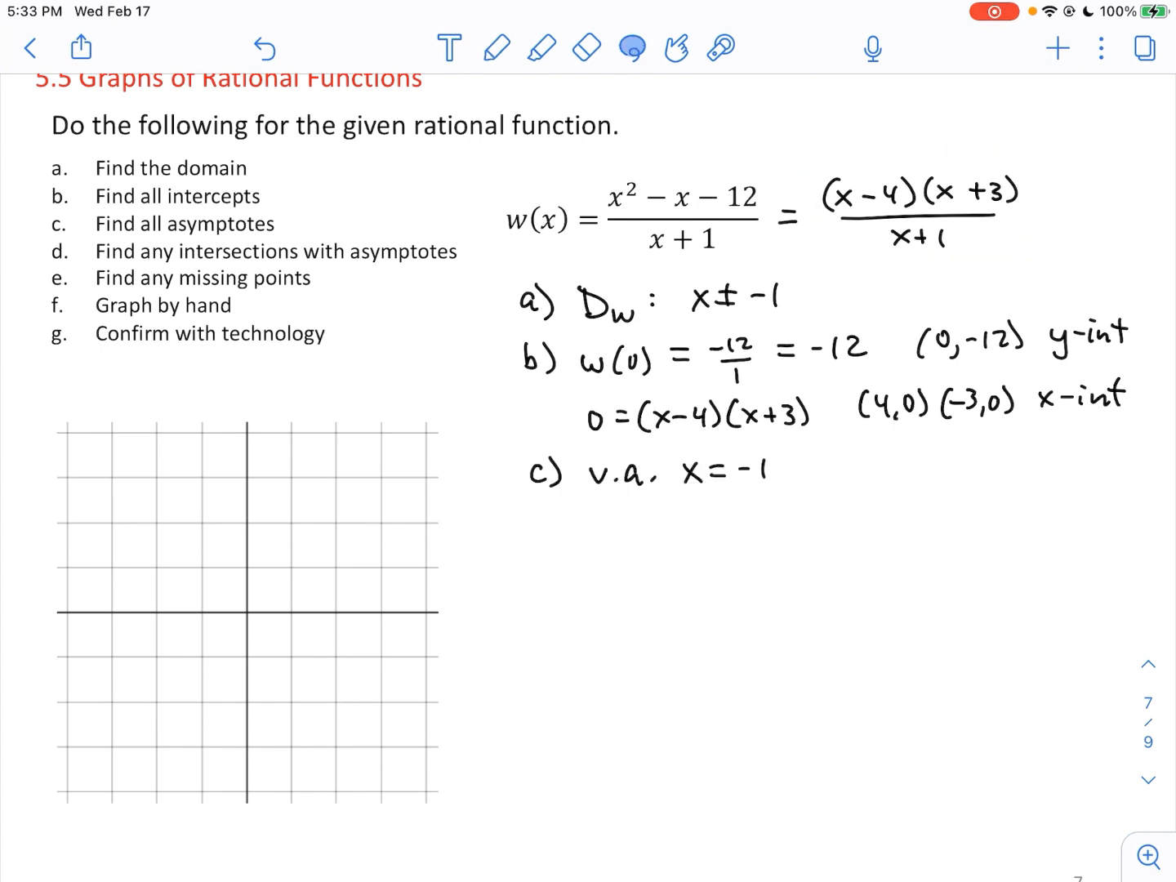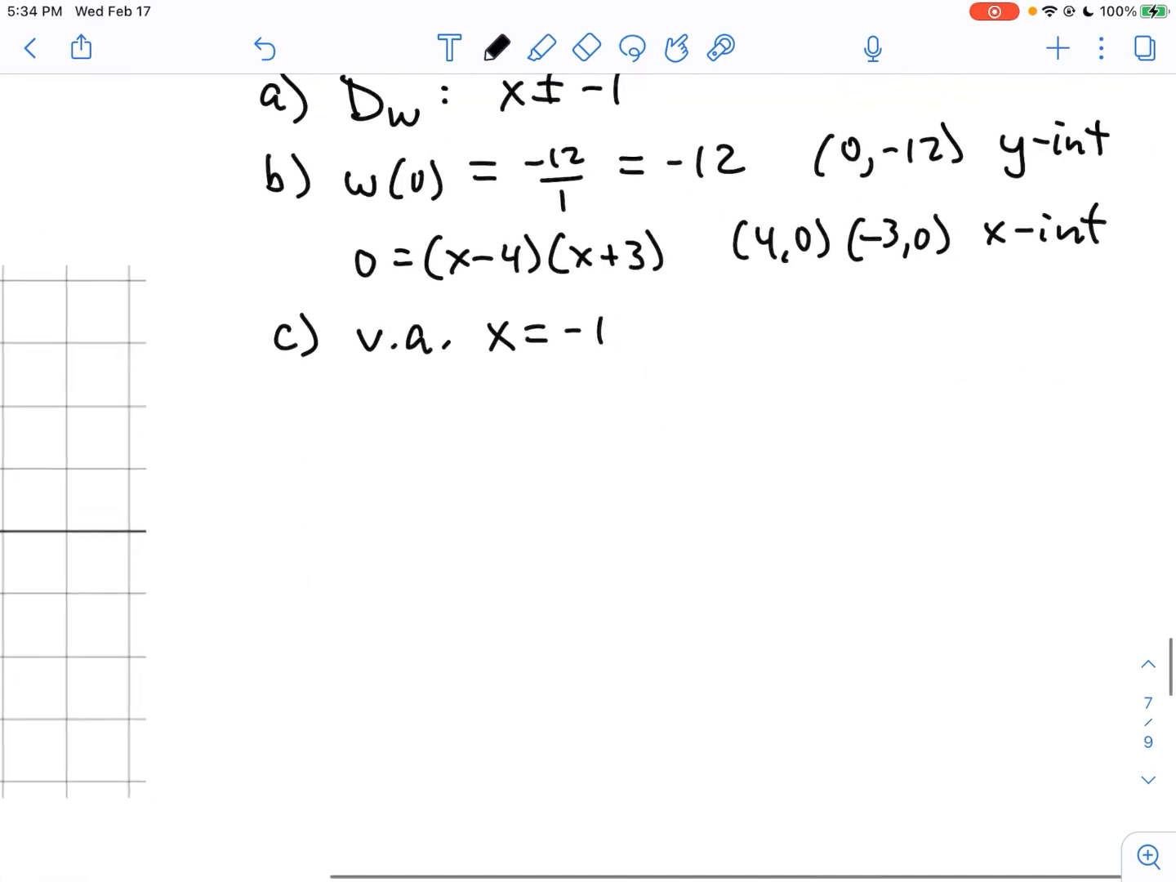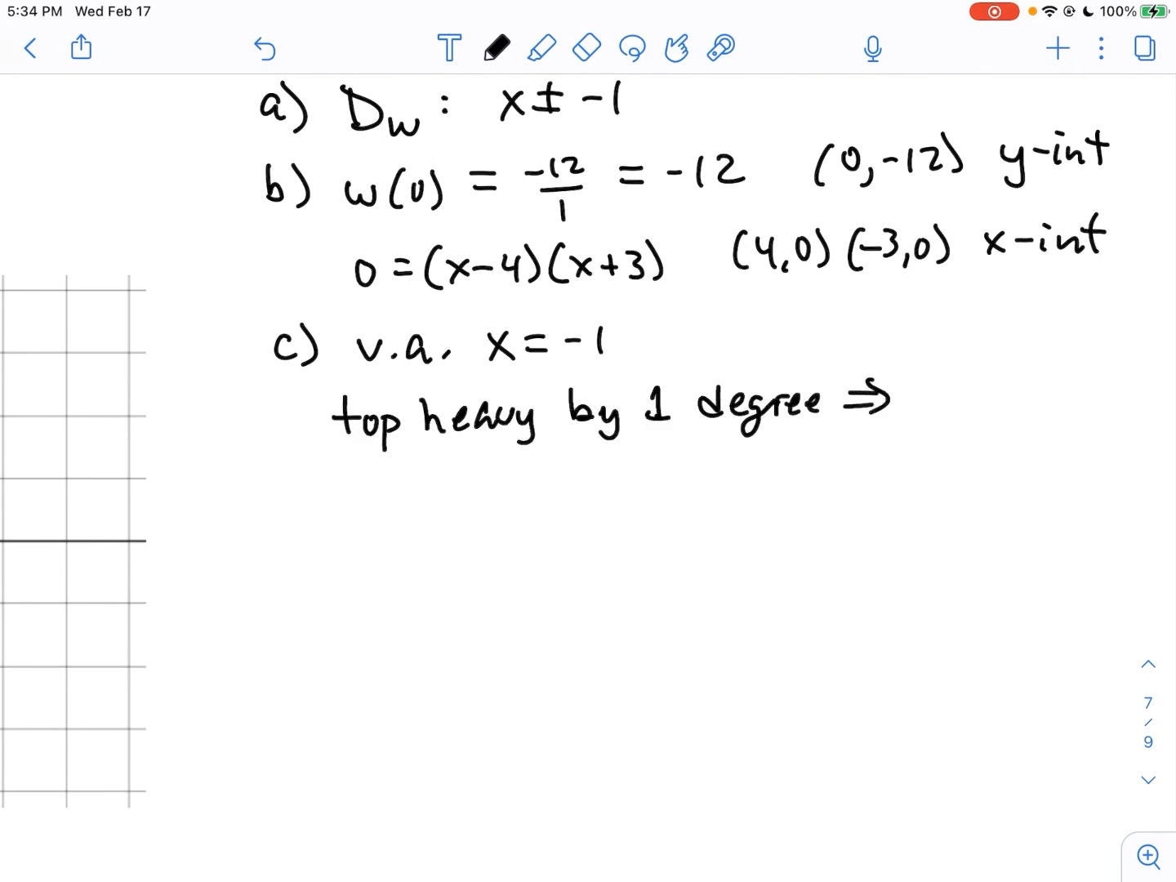Now for the horizontal and/or slant. Notice that this one's now top heavy, x squared over x. It's top heavy by 1 degree. From our last lecture, that means that we have a slant asymptote. And the way to do it is we just do long division and we keep the quotient. This was all covered in the last lecture. So we know that top heavy by 1 tells me that there is a slant asymptote.